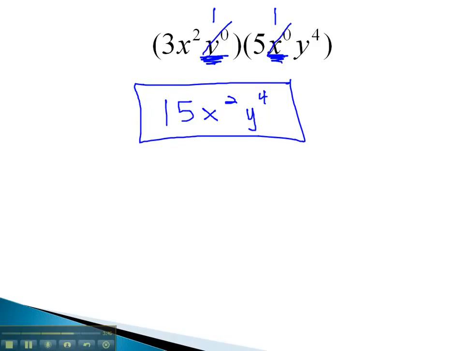0 exponents simply mean that everything divides out, and all that's left is a 1.